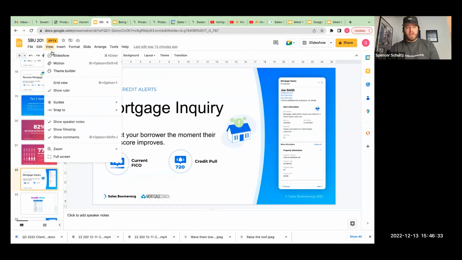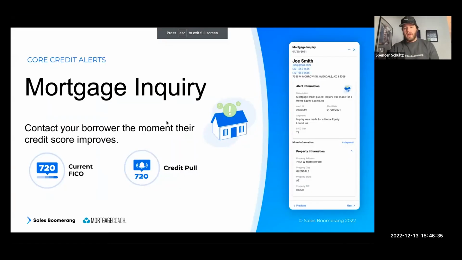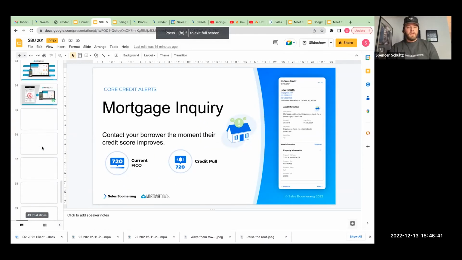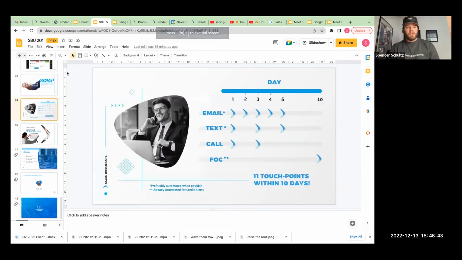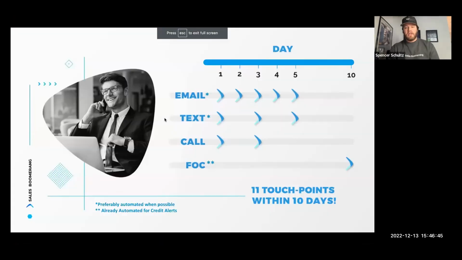So again, guys, mortgage inquiry, I know they are credit qualified. I know they are shopping. I know why. You need to have this many touch points immediately. You should be calling, texting, emailing. You should be sending a MortgageCoach TCA. You should be sending a text with a video, whatever it is. You can automate this process through your CRM.